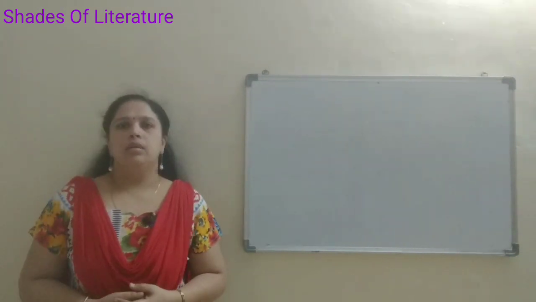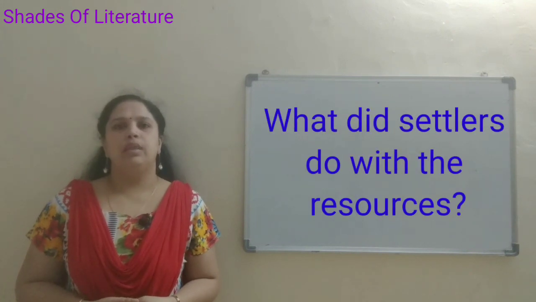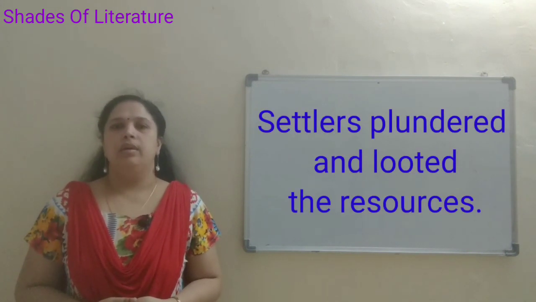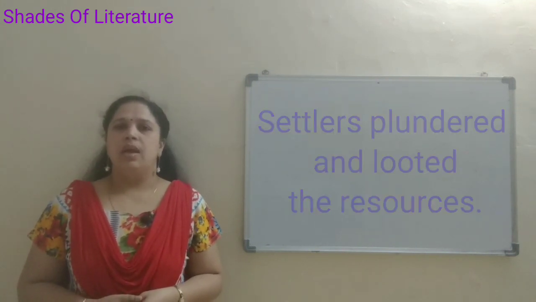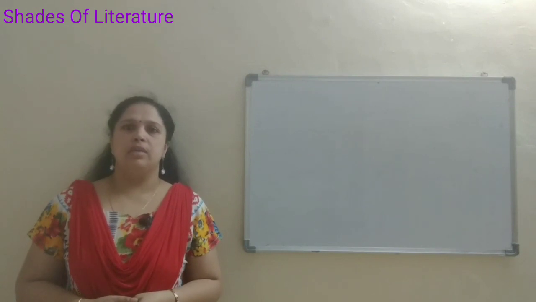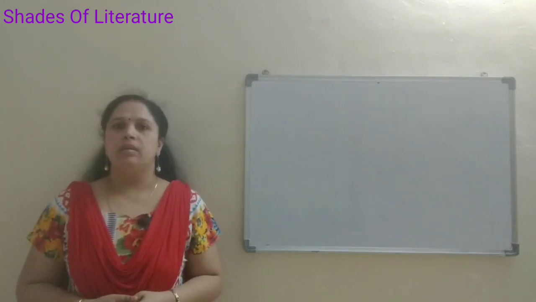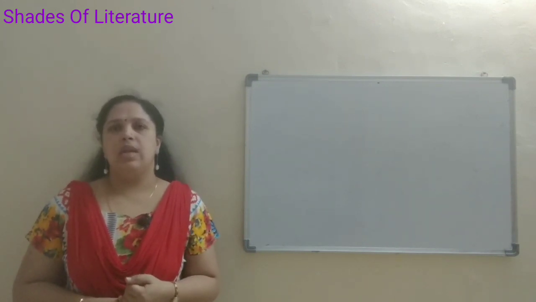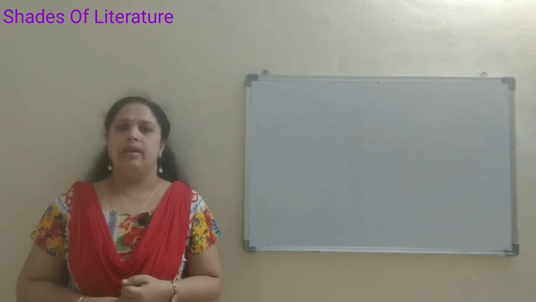The third question would be, what did these settlers do with these resources? They just plundered and looted their colonies and made profit out of these resources. And where would this profit go? This profit went into their motherland, the motherland of the settlers. And now the inhabitants, or the natives, the indigenous people, were left with nothing in their hands. Everything was looted and plundered.